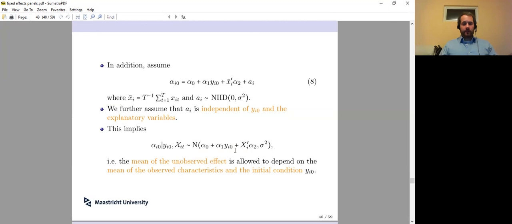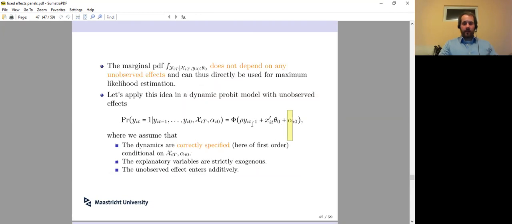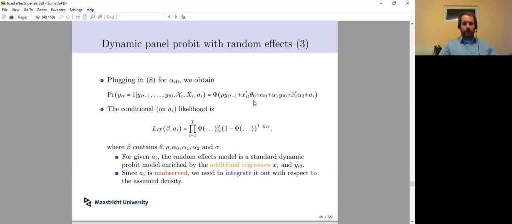And the mean of alpha is allowed to depend on x and y. And that's the big advantage here. So we have a correlated random effects model. Now, let's take this and plug it in here. So this is precisely what we get here. And well, the likelihood is pretty much the same as we have known before.